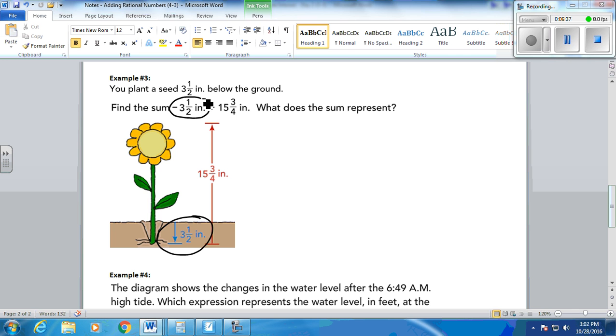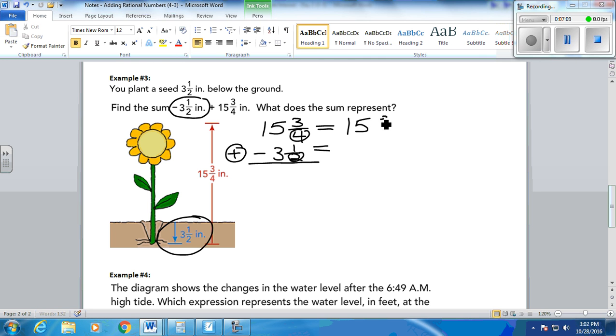So again, they only really want to know how high the flower is, so I'm going to subtract here. I'm going to take the number with the larger absolute value, which is the 15 3/4. I'm going to add a negative 3 1/2. I do not have a common denominator, so I need to first do that. So I'm doing LCM here again. What's the least common multiple between these? Between 4 and 2, it would be 4.